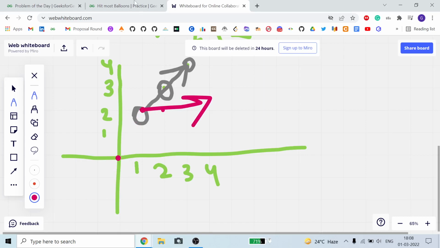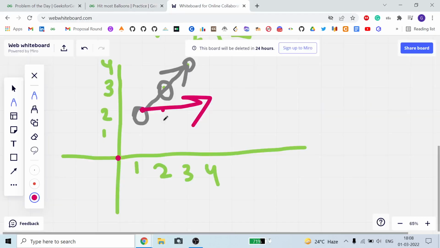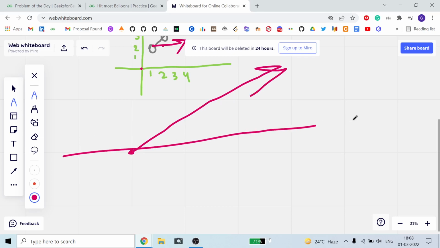Suppose this is what we are taking. So how will we find the maximum number of balloons we can fire? One thing you should understand is that from a particular point we have to throw our arrow in a particular direction. The slope of this line will always be equal. This line should be straight, and it should cut the x-axis at a single point. Suppose it cuts the x-axis here, then the slope is always equal.